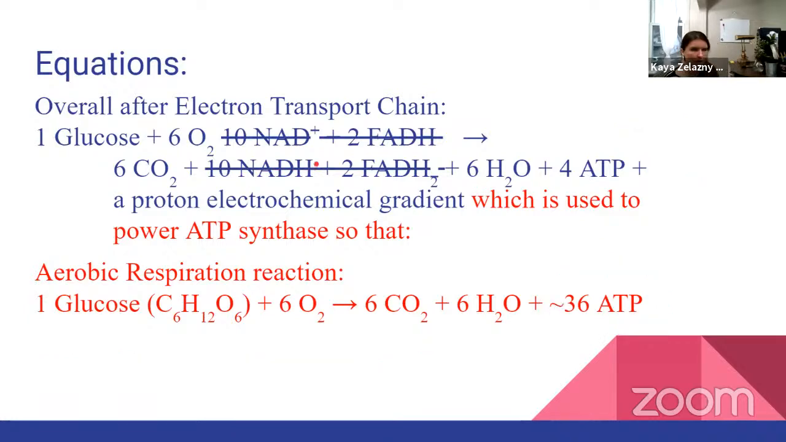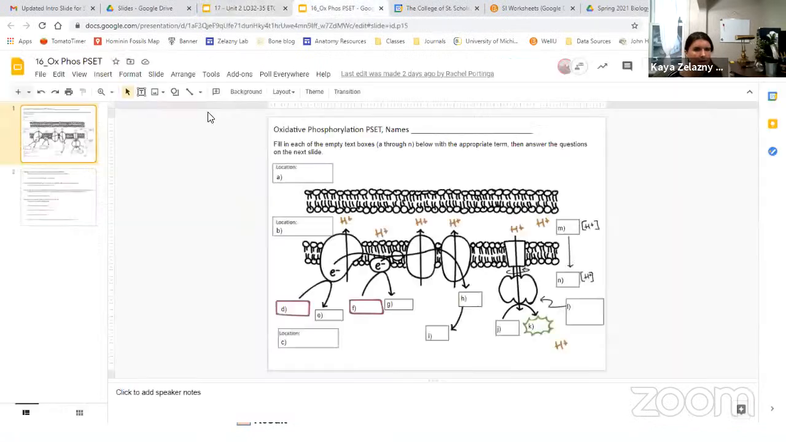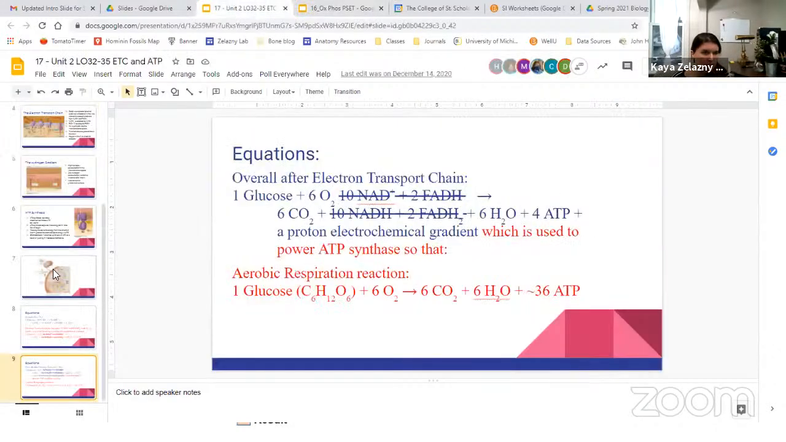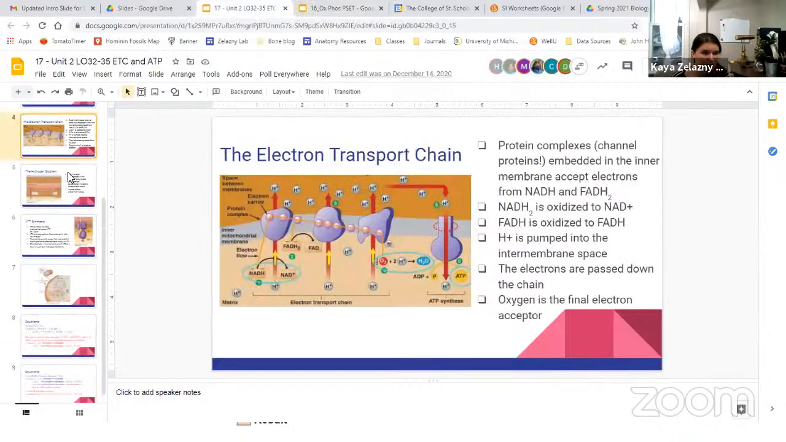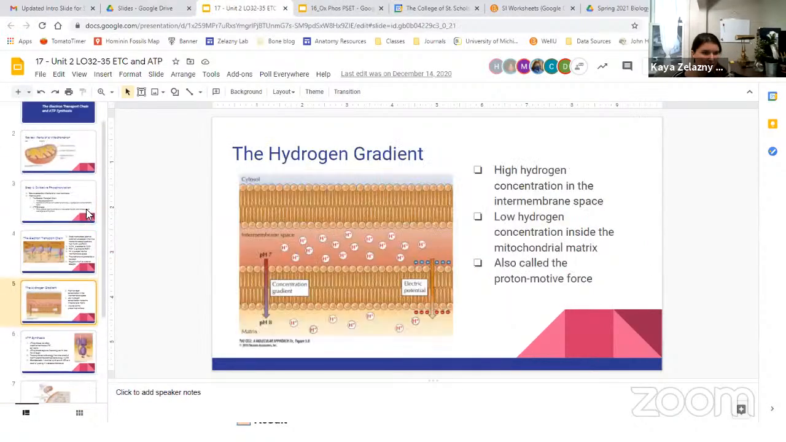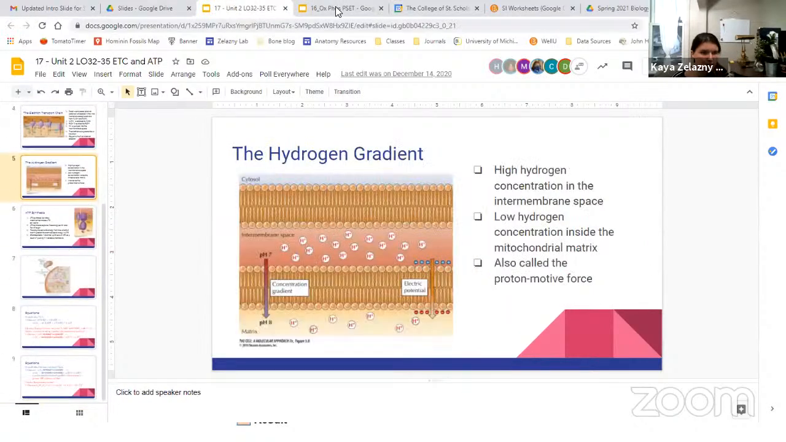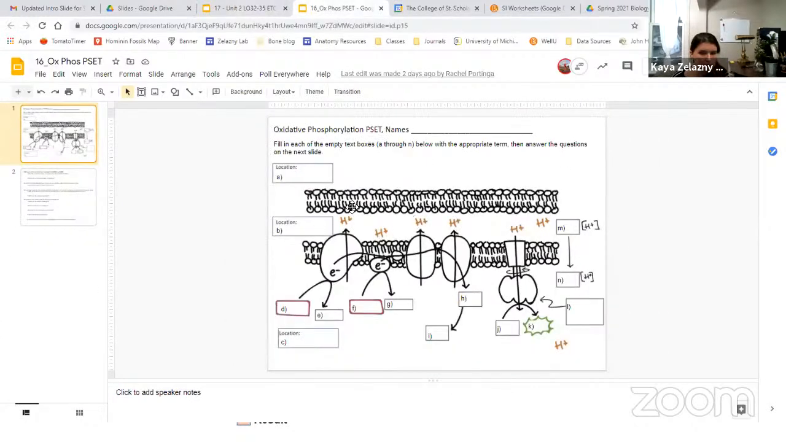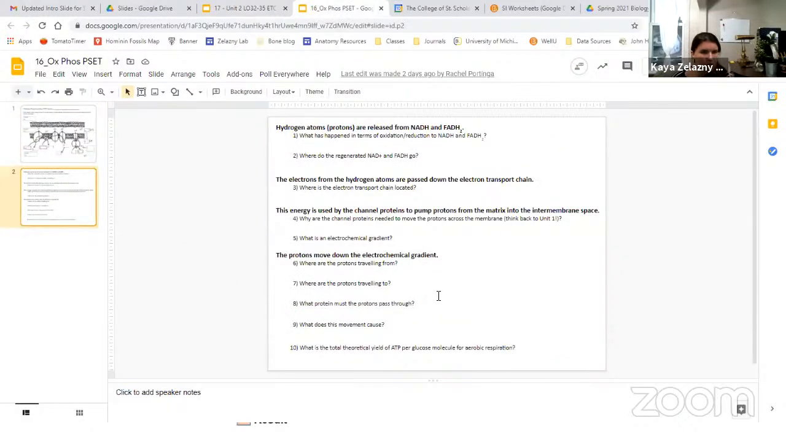So our problem set looks like this. You're going to label what's happening here as the electron transport chain is running. You're basically just going to be comparing to these pictures that we have in our slides and transferring them onto this slightly different picture that's showing the same things. And then you're going to answer a couple questions.